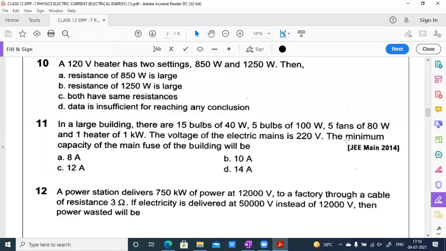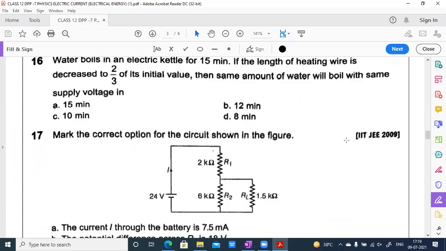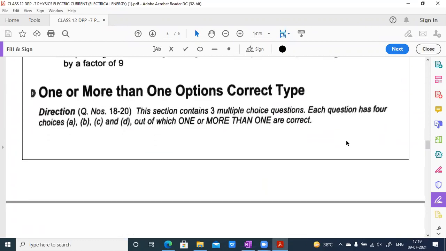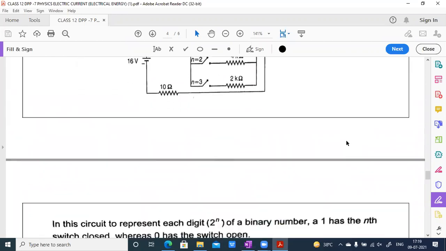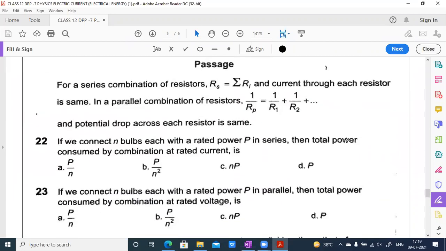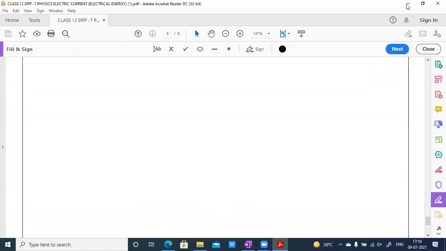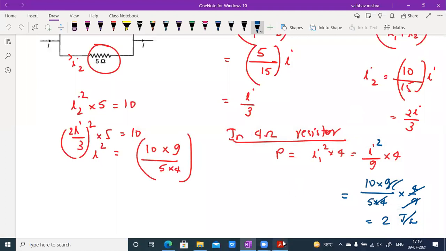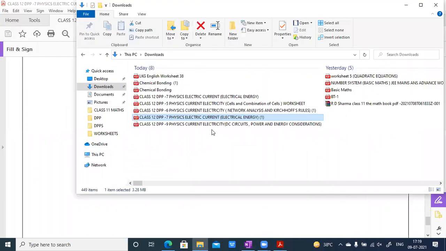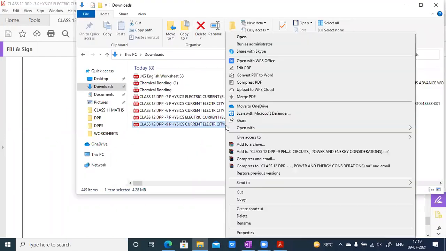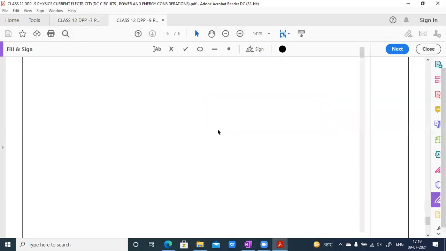Very nice. Question number 12. ठीक है, ये तो हो गया electrical energy. Next DPP number 9. So we have done both of these concepts, by the way. Now you have to solve the remaining questions. DPP number 9, which is on the electrical power and power consumed in the circuit.